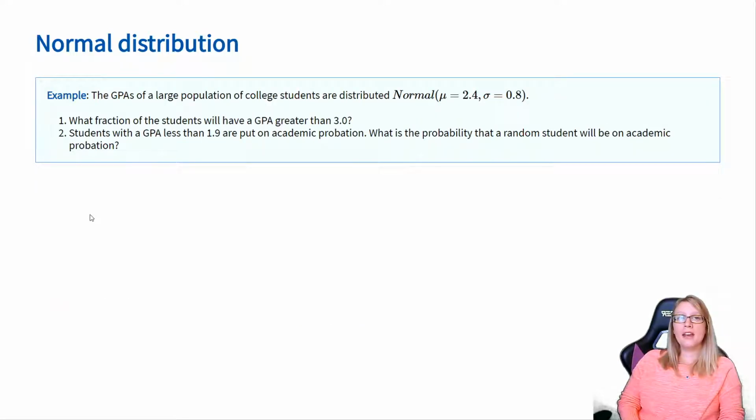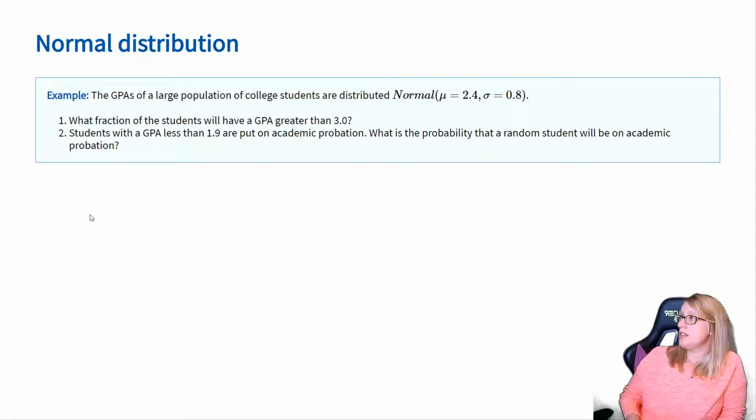Let's take a look at another example. The GPA of a large population of college students follows a normal distribution with mean 2.4, standard deviation 0.8. Whenever I specify this normal distribution, I will make sure to write mu and either sigma or sigma squared, specifically, so you know whether or not we're talking about the standard deviation or the variance of this distribution. So what fraction of students will have a GPA greater than 3.0?